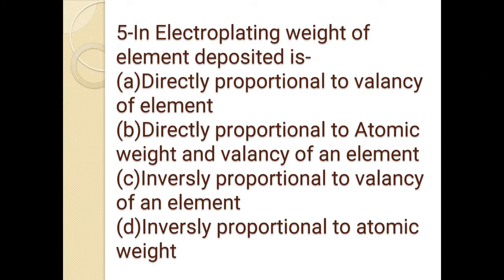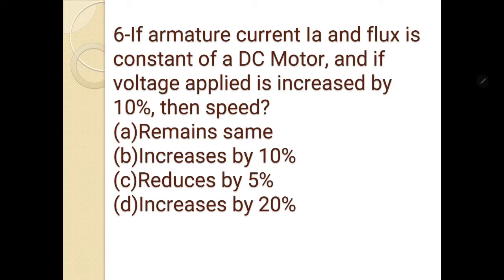Fifth question, in electroplating, weight of element deposited is: option A, directly proportional to the valency of element; B, directly proportional to the atomic weight and valency of an element; option C, inversely proportional to the valency of an element; or option D, inversely proportional to the atomic weight. The correct option is option C, that is inversely proportional to the valency of an element. If armature current Ia and flux phi is constant of a DC motor, and if the voltage applied is increased by 10%, then the speed increases by 10%. The correct option is option B, that is speed increases by 10%.